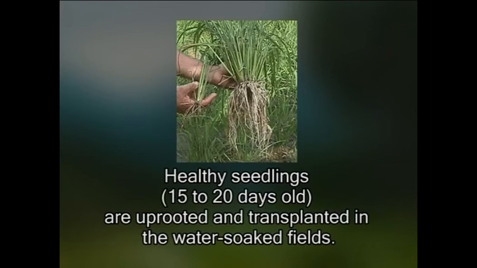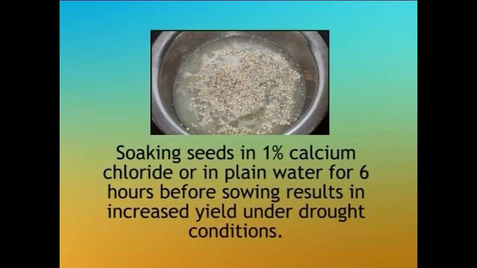Healthy seedlings, which are about 15 to 20 days old, are uprooted and transplanted in the water-soaked fields. Next, let's have some idea about seed treatment. Soaking of seeds in 1% calcium chloride or in plain water for 6 hours before sowing results in increased yield under drought conditions.